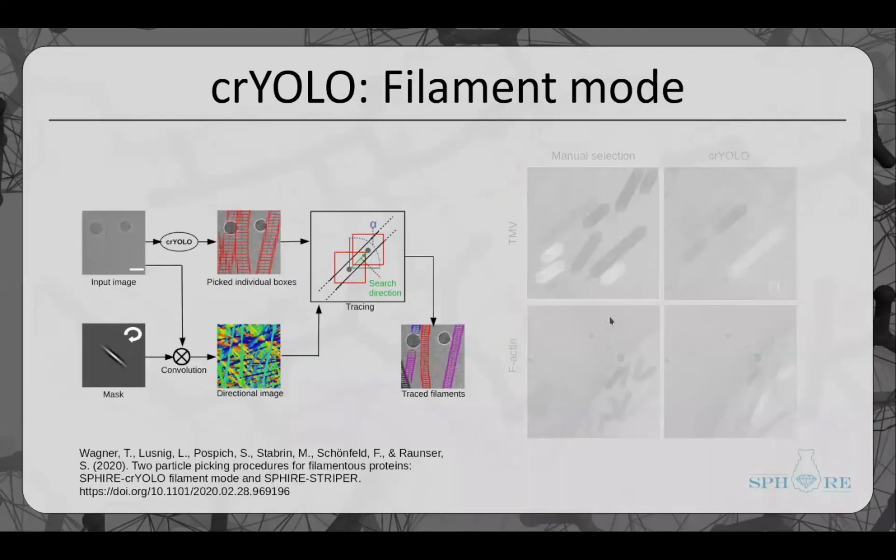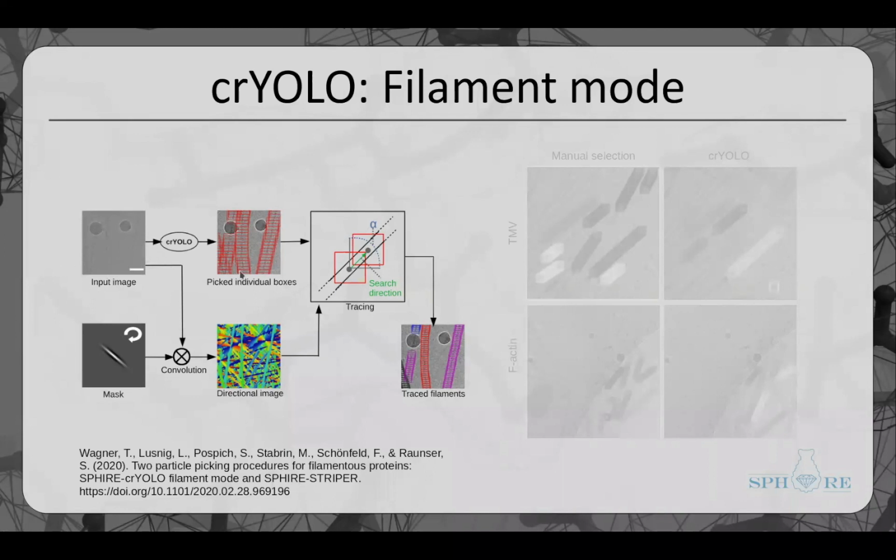The last feature I would like to show you is the filament mode of crYOLO. Training a model for filaments is in principle the same as training it for single particles. The only thing that is different is that you create your training data with, for example, the E2 helix boxer that is contained in the EMAN2 package, and not with the box manager. Then you train your model as shown before. And if you do the picking, then this works a little bit differently.